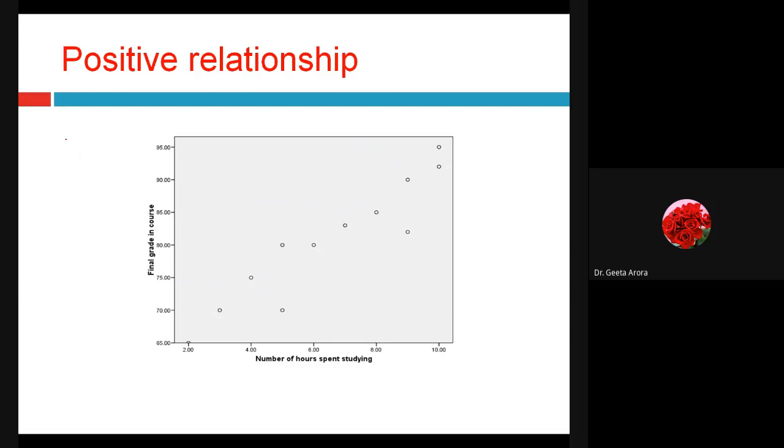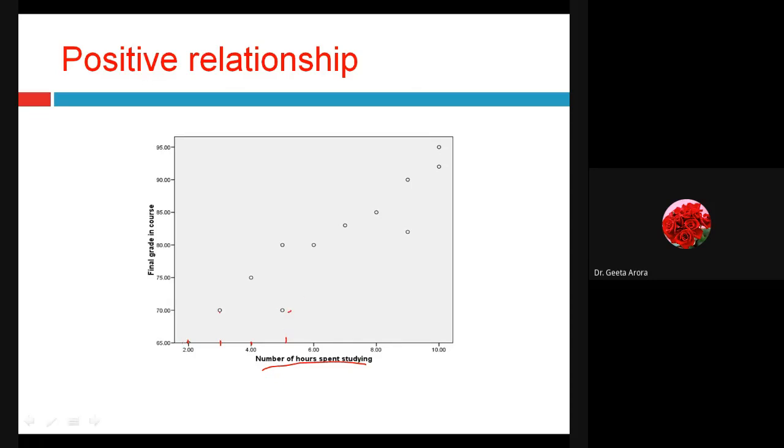Here we have the positive correlation, and this is the same example we have discussed: the number of hours spent studying. If somebody is studying 2 hours, maybe they are getting 65 marks. At 3 hours, 70 marks. For 4 hours, 75 marks, and so on. Correct? And it's not so that it is always in the increasing direction. Here you can see at 5 hours somebody is getting 70 marks.